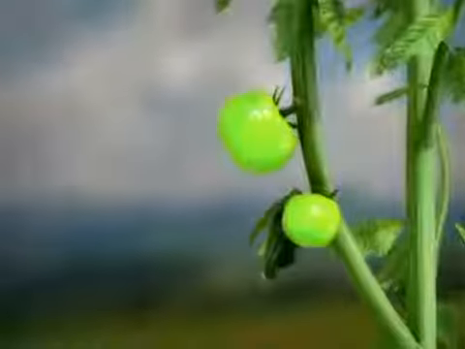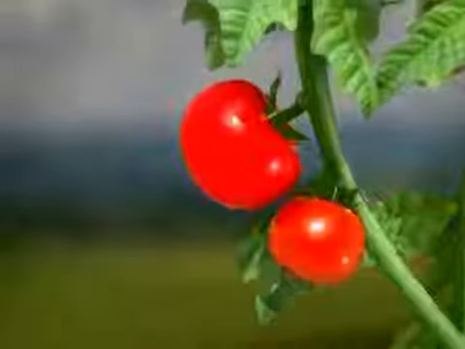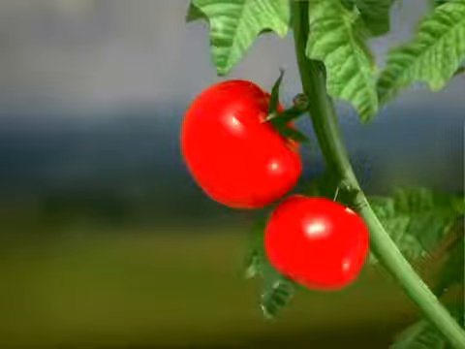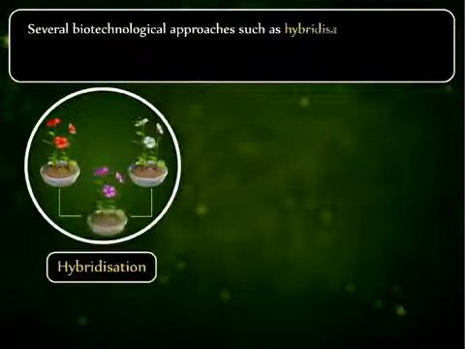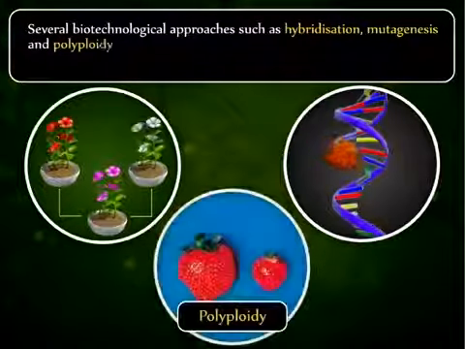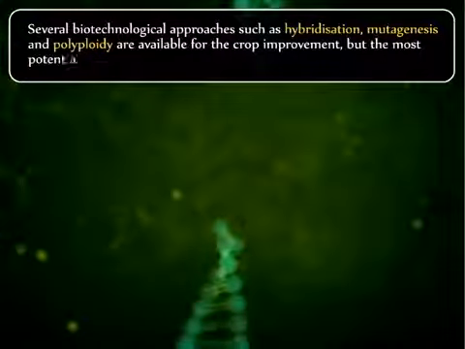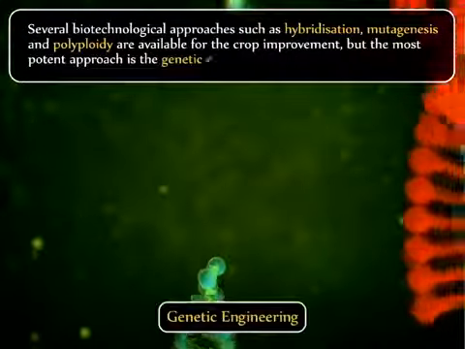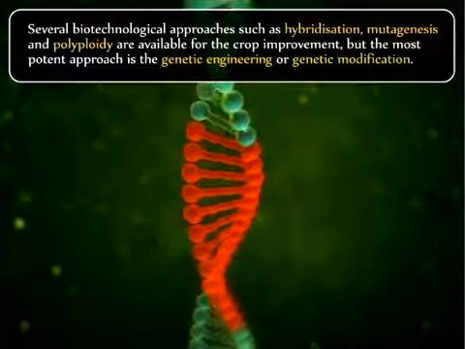For several years, farmers have been altering the genetic makeup of the crops that they grow. Several biotechnological approaches such as hybridization, mutagenesis and polyploidy are available for crop improvement. But the most potent approach is genetic engineering or genetic modification.